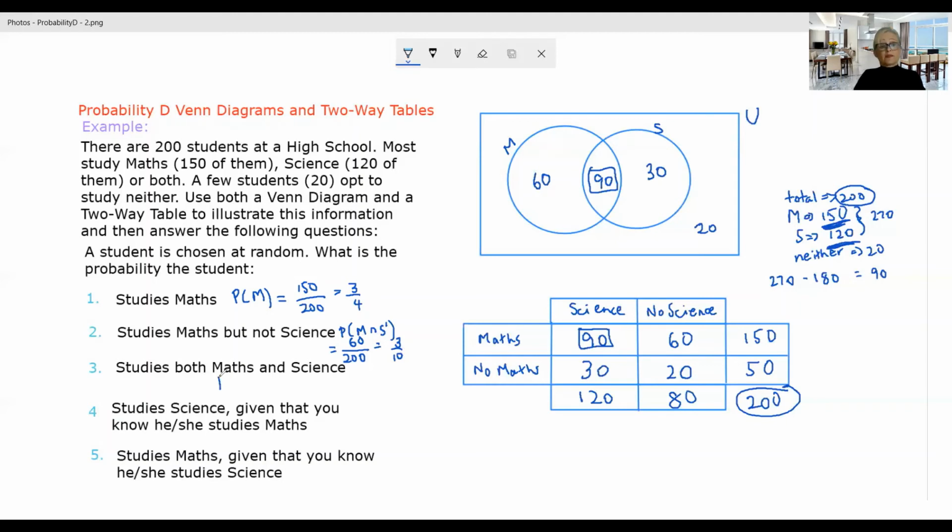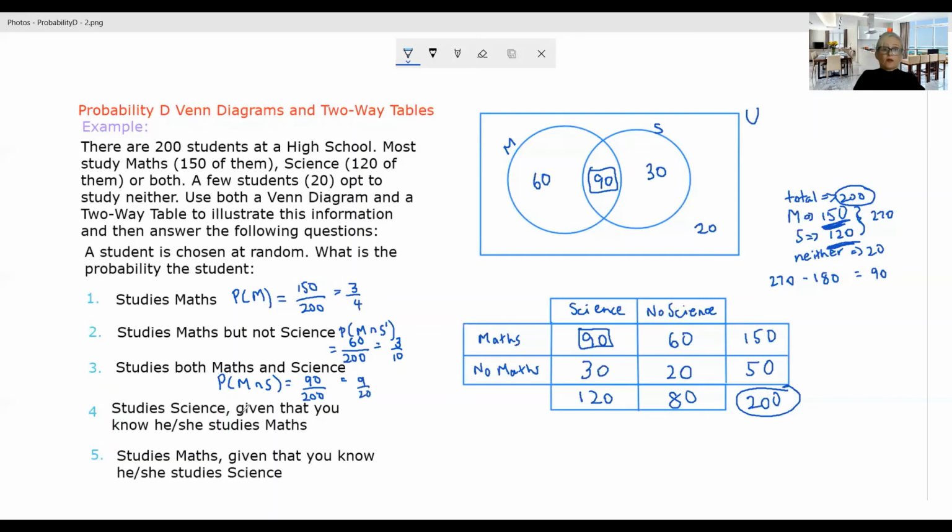Doing both maths and science, we could write as the intersection of maths and science. That's these people in the middle here, or these people here. That's 90 over your 200, which is 9 on 20.